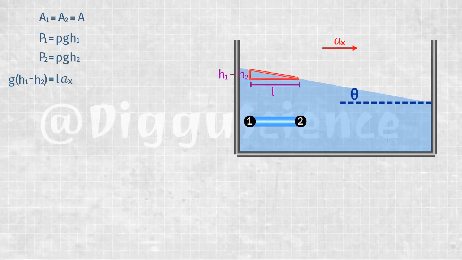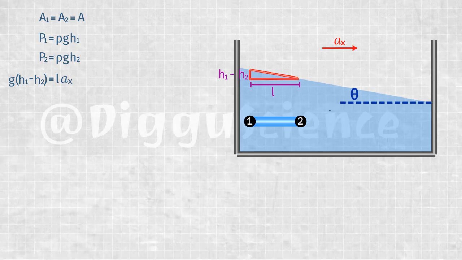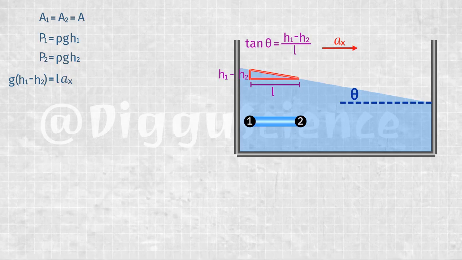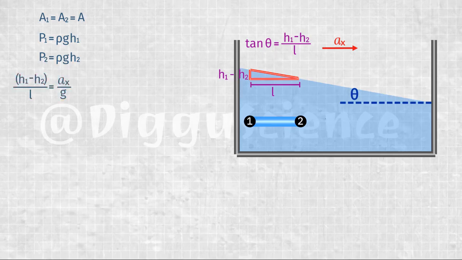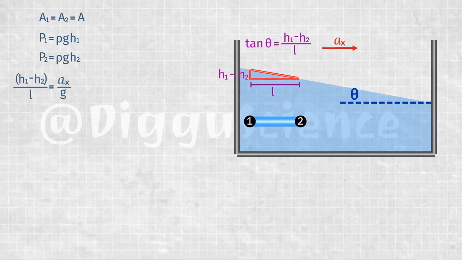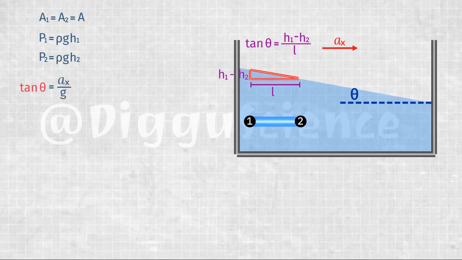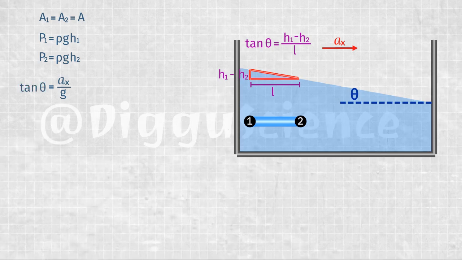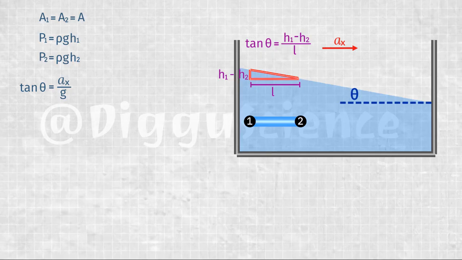Note this, h1 minus h2 is the height of a right triangle. The ratio of h1 minus h2 to L is simply the tangent of theta. Write this equation like this. Isn't this value the tangent of theta? So, the tangent of theta is the acceleration of the car divided by the acceleration due to gravity.